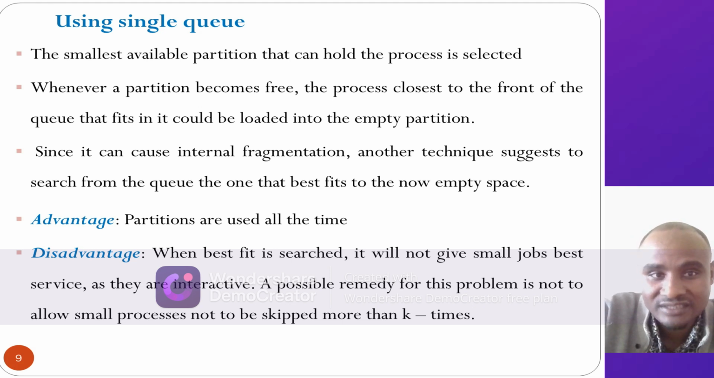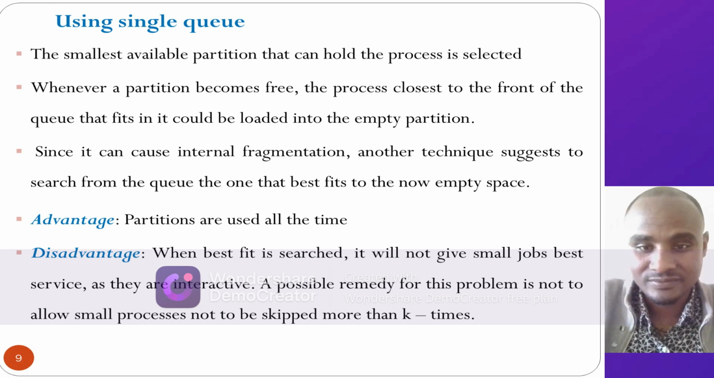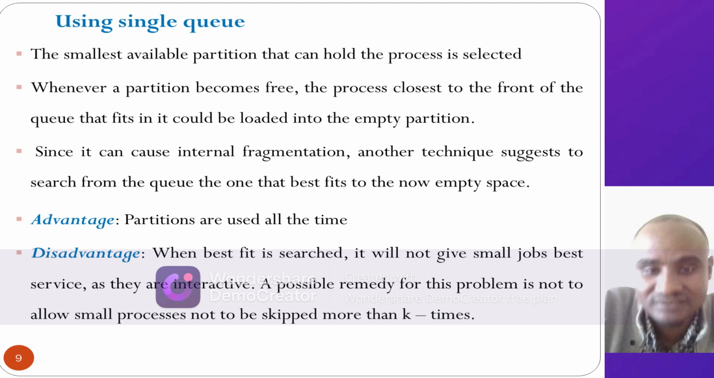Whenever the partition becomes free, the process closest to the front of the queue that fits in it could be loaded into the empty partition, since it can use internal fragmentation. Another technique suggests to search from the queue the one that best fits the now empty space. The advantage of single queue is partitions are used all the time, and the disadvantage is when best fit is searched, it will not give small jobs good service. They are interactive.